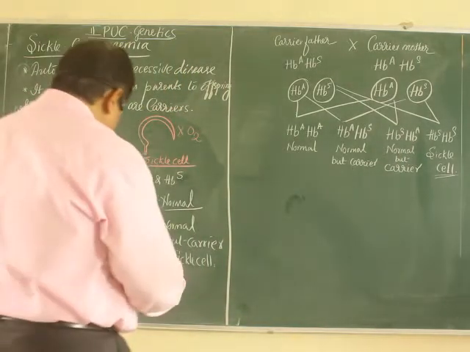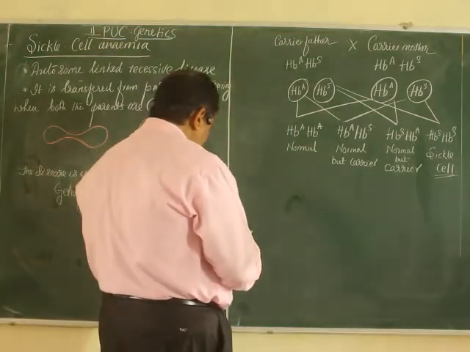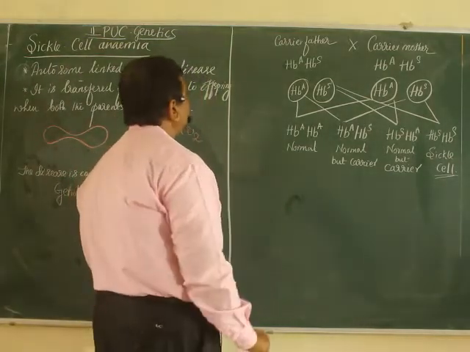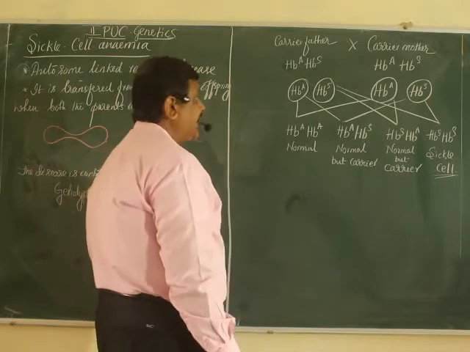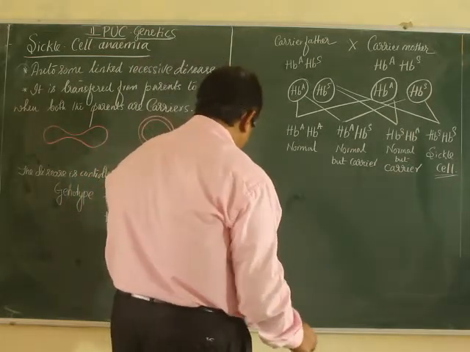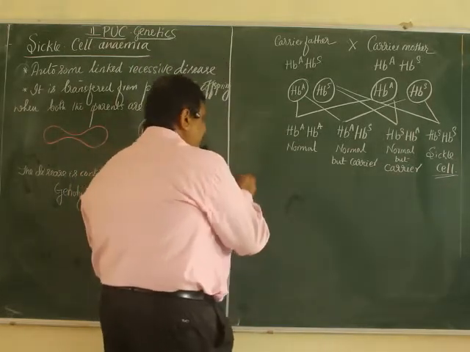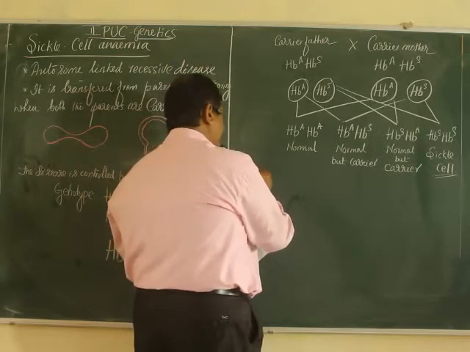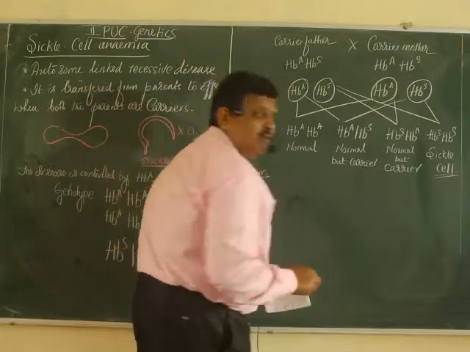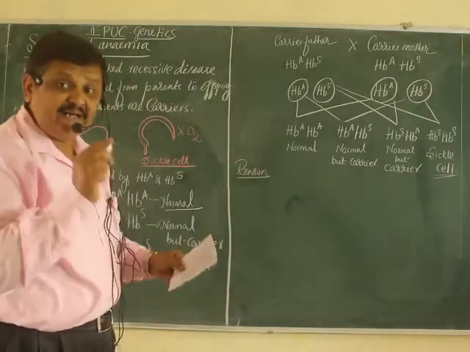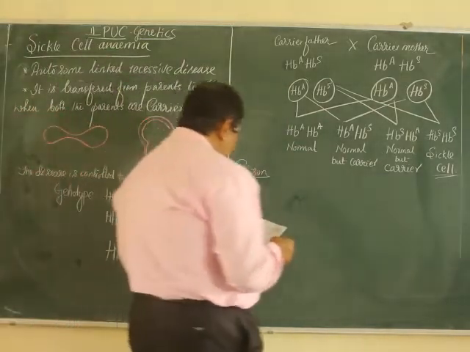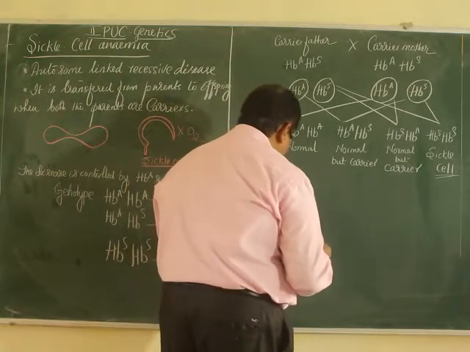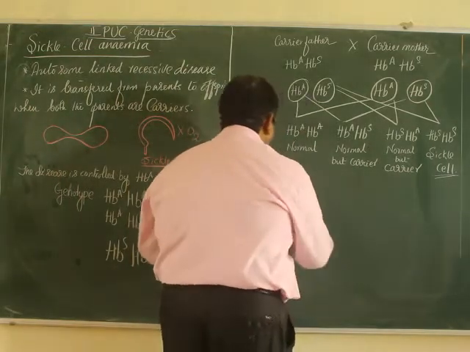So this is with regard to the condition, how the disease flows. Now let us see the reason for this disease. Why does it happen? How does it happen? What is the reason? The defect is caused due to the substitution of glutamic acid by valine.